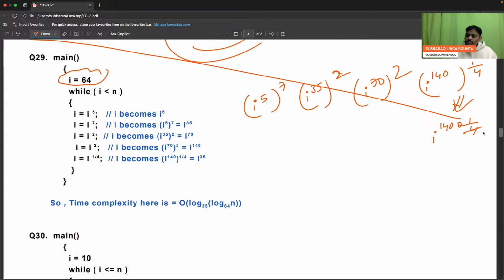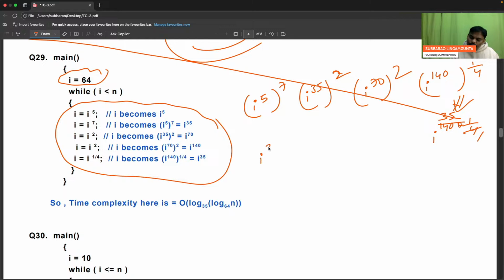4 ones 4, 4 threes 12, 4 fives 20, 35. So overall, if you observe clearly, it became I power 35. Do you believe or not? Starting is a small number, inside the loop the power definitely increases. No problem at all, because it is always whole power 35.